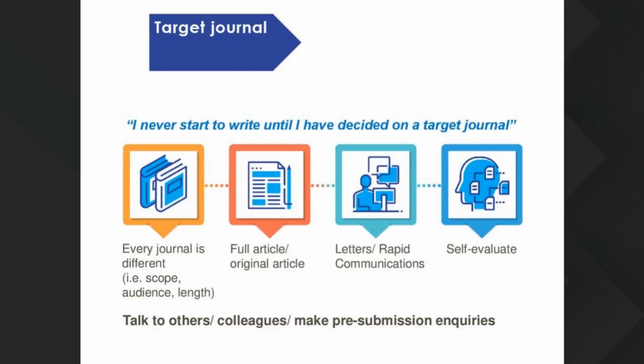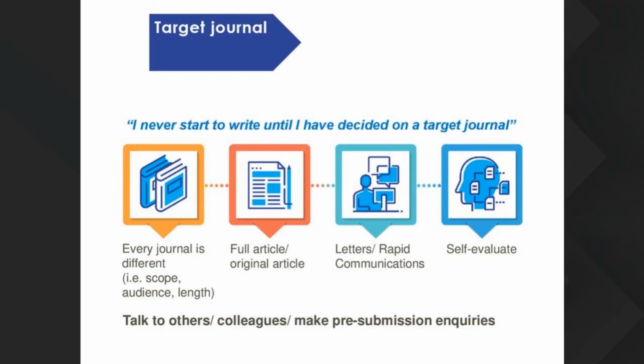Moving on to talk about this for a moment, many successful academics around the world think to themselves, I never start to write until I've decided on my target journal. How can you do this? The second main topic of our presentation today is about targeting, determining which journals are going to be the right journals for your next publication. I never start to write until I've decided on that target journal. Why?